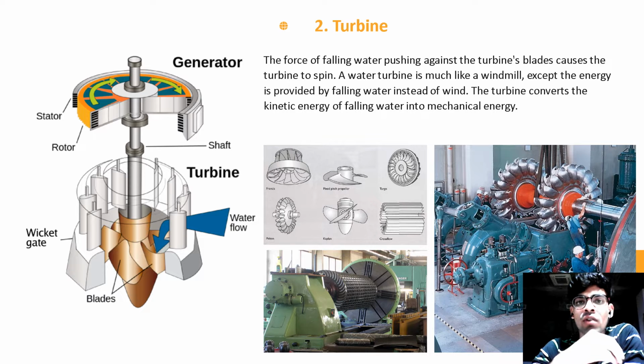Stage 2 consists of rotation of the turbine. The force of falling water pushing against the turbine's blades causes the turbine to spin. The turbine's role is to convert kinetic energy from flowing water into mechanical energy. Turbines come in different shapes and sizes, and they are used accordingly.